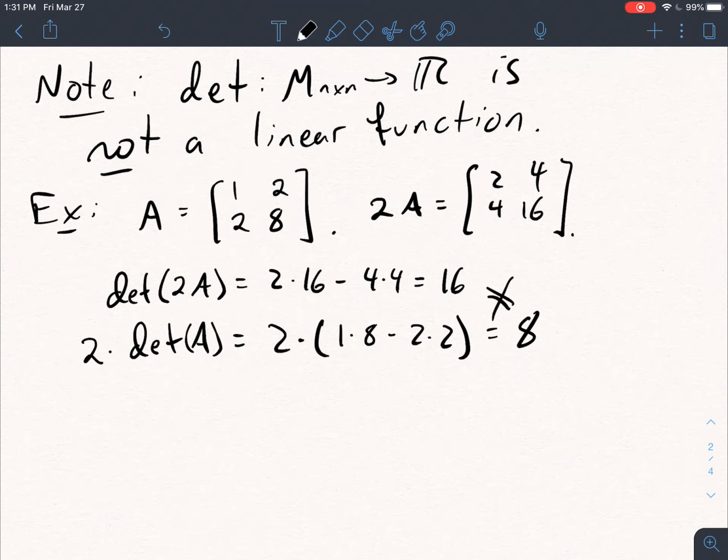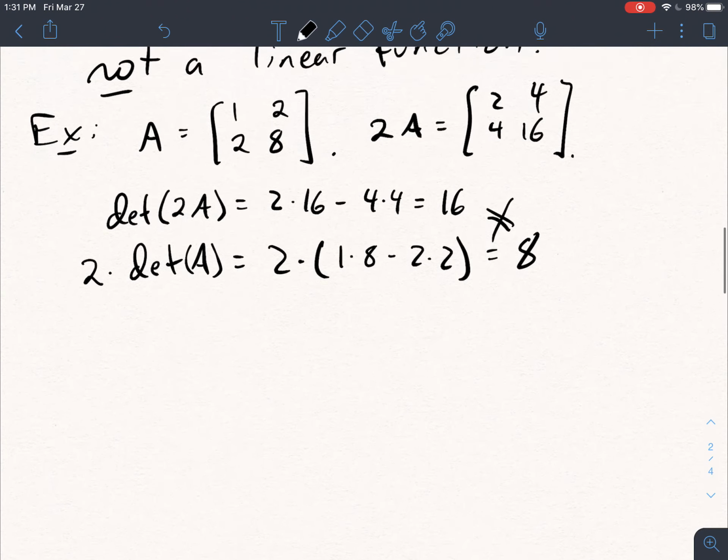So these two things are not equal to each other. So the determinant is not a linear function because it doesn't satisfy that second property. And I'll leave it as an open question to you all to think about whether or not it respects addition.